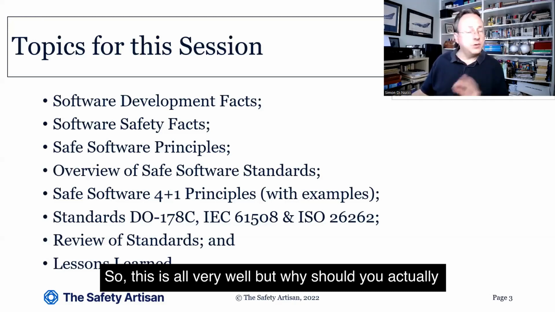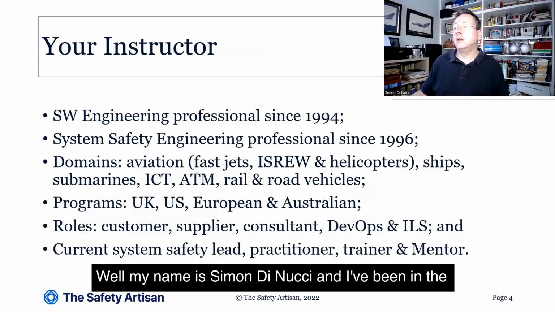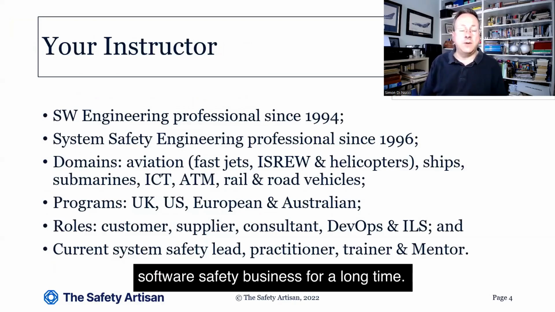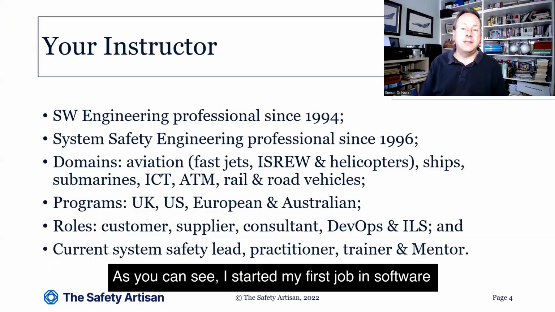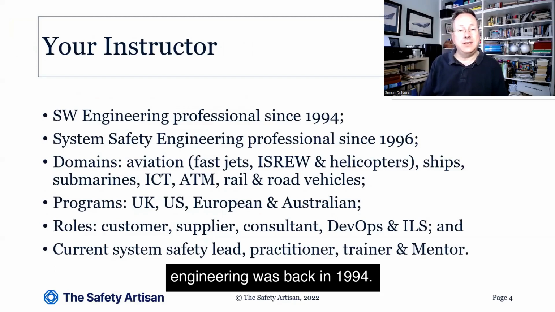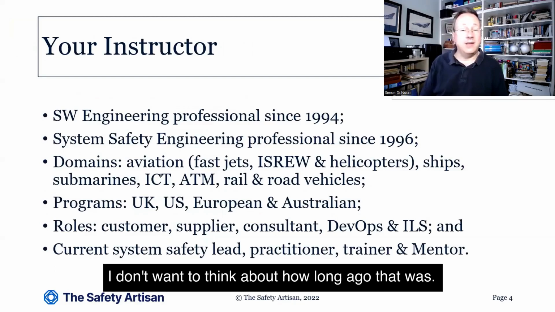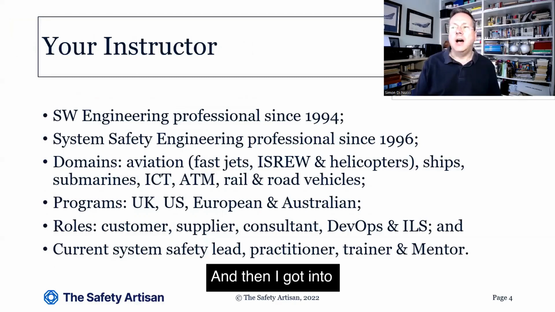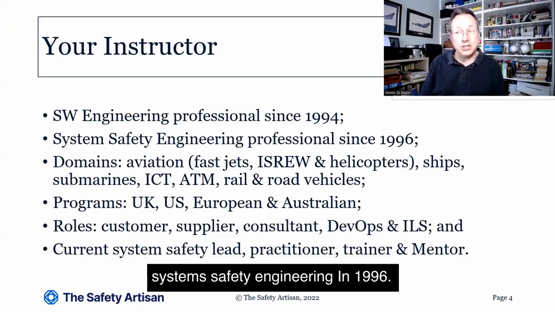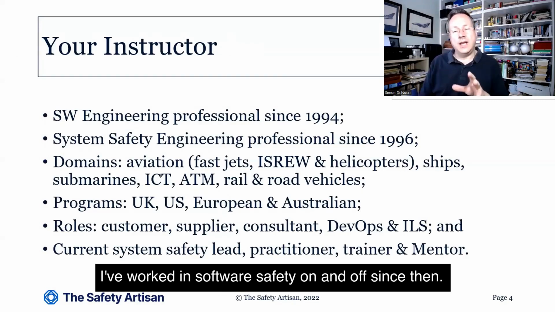So this is all very well, but why should you actually listen to me? Well, my name is Simon Danucci, and I've been in the software safety business for a long time. As you can see, my first job in software engineering was back in 1994. I don't want to think about how long ago that was. And then I got into system safety engineering in 1996. I've worked in software safety on and off since then.